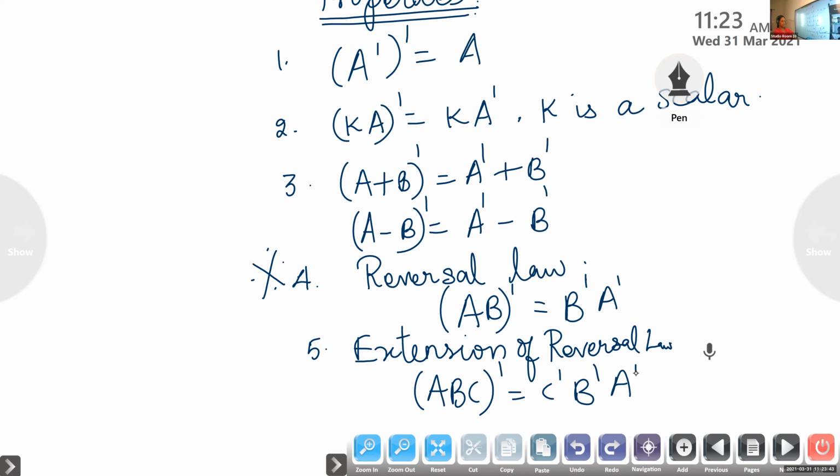So the properties of transpose of matrices: we have 5 properties. First one is A transpose the whole transpose is A. Second one, K A the whole dash is K into A dash. Third one, A plus B the whole dash is A dash plus B dash. Fourth one, A minus B the whole dash is A dash minus B dash. Next is the reversal law, A B the whole dash is B dash into A dash. Next is the extension of the reversal law, A B C the whole dash is C dash, B dash, A dash. We can extend it to any number.